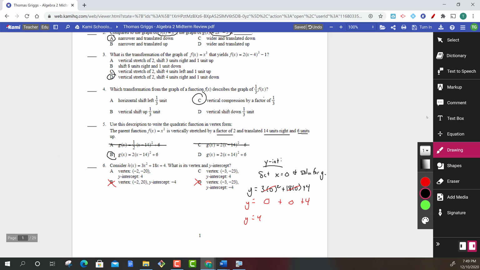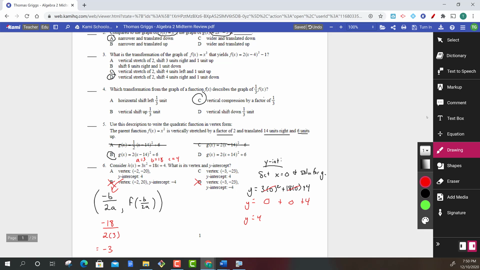The vertex formula is one you want to make sure you know. Negative b over 2a, and then f of negative b over 2a. F of negative b over 2a is just a fancy way to say we're going to substitute whatever we get here back in for x in the original problem. So the a value is 3, the b value is 18, the c value is 4. So to find negative b over 2a, that's going to be negative 18 divided by 2 times 3. And that would give us negative 3.